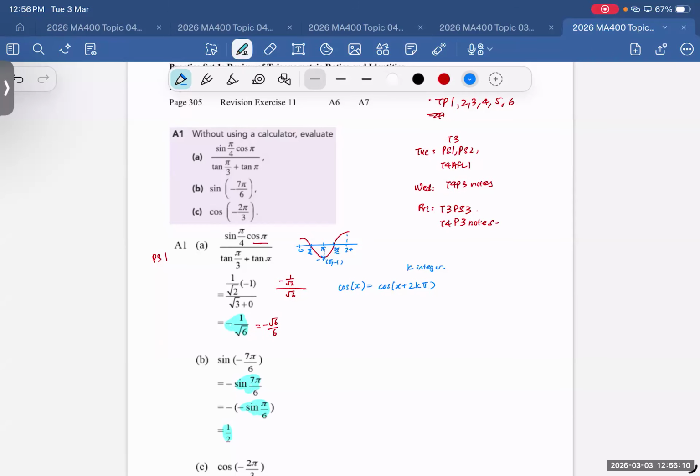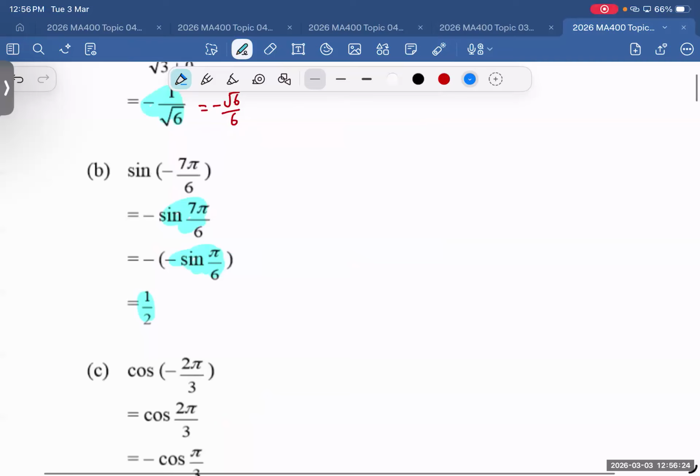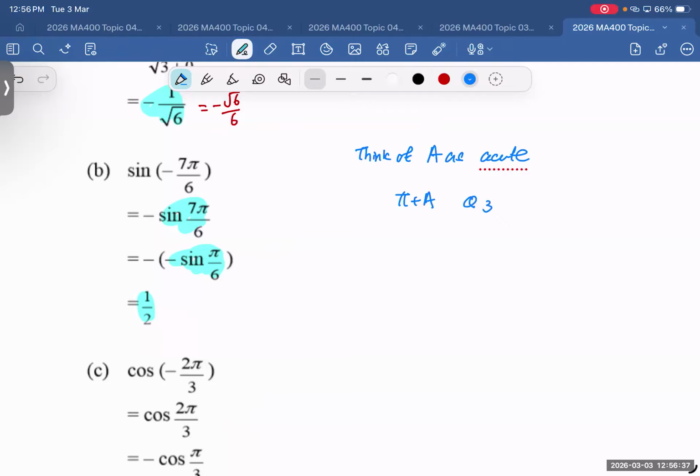Yes, negative sine here. Okay, the way to remember, right? You think of A as acute. So if you think of A as acute, that means A is quadrant 1, right? Pi plus A will be quadrant 3. Negative A will be quadrant 4. Okay, so if sine A is positive, sine A and sine of pi plus A, the relationship must be negative.